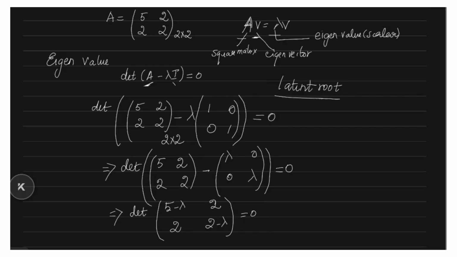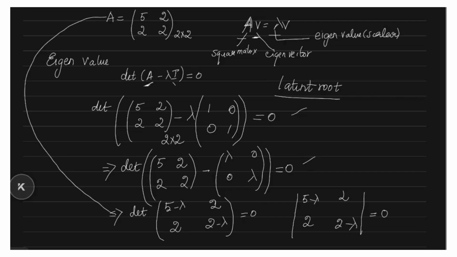If you observe A and A minus lambda I, only the diagonal terms are subtracted by lambda. So you can avoid the steps and directly write this as the determinant with only the diagonals changed: 5 minus lambda, 2 minus lambda. The rest of the terms you can write as they are. This is equal to 0.